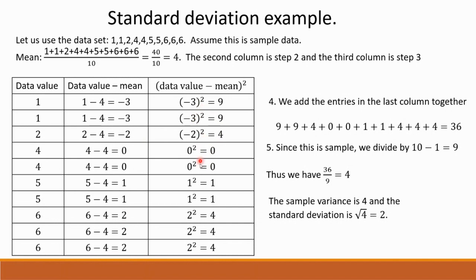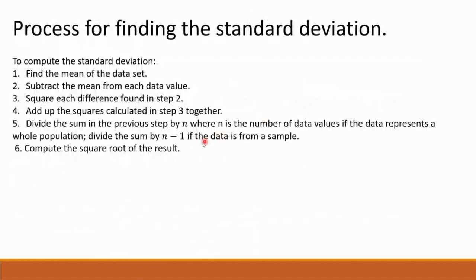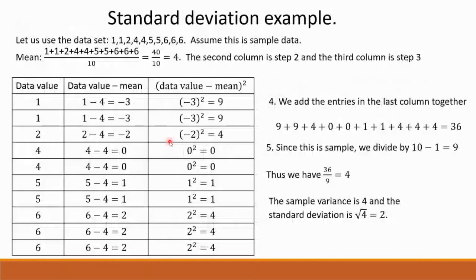Then what we do is this. We add all these values up, which in this case we get is 36. And remember, this is sample data, right? So with sample data, you divide by n minus 1, where n is the number of data values. In this case, n is 10, so we're going to divide by 9. And we end up getting 4. So the variance for this is 4, the sample variance. The sample standard deviation would be the square root of 4, which is 2.